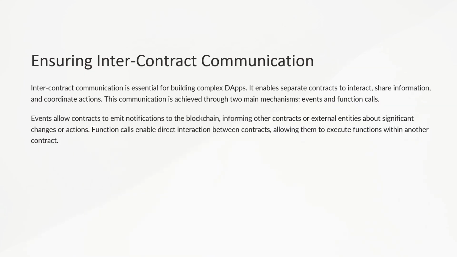Ensuring inter-contract communication is essential for complex DApps. It enables separate contracts to interact, share information, and coordinate actions. This communication is achieved through two main mechanisms: events and function calls. Events allow contracts to emit notifications to the blockchain, informing other contracts or external entities about significant changes or actions. Function calls enable direct interaction between contracts, allowing them to execute functions within another contract.